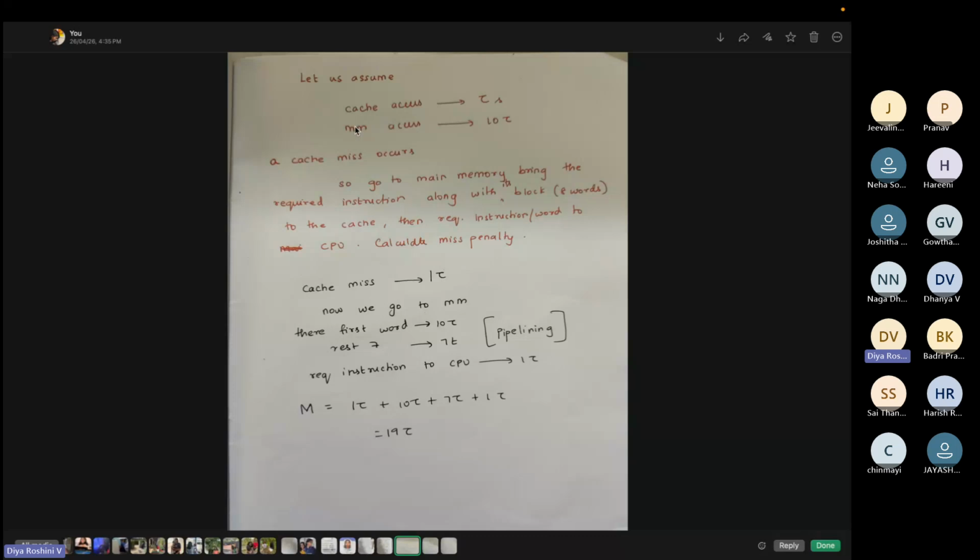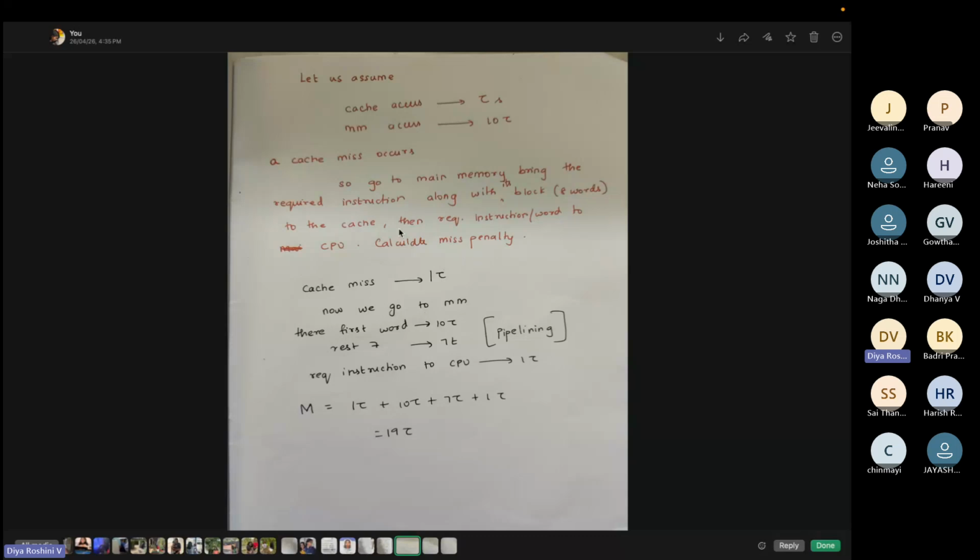Okay. So this example is also discussed in Carl Hamilton, but I just wrote it simply. We'll assume we have a cache access of t seconds and main memory access of 10t seconds, so it's 10 times. Now a cache miss occurs, so we have to go to the main memory and bring the required instruction along with its block. Obviously, we cannot move just an instruction; we bring it as a block to the cache. Then the required instruction goes to the processor. Now we have to calculate the miss penalty.